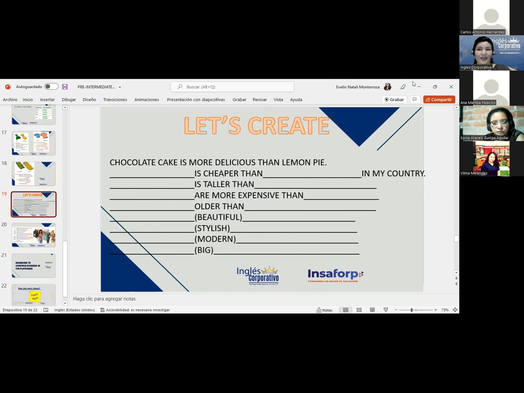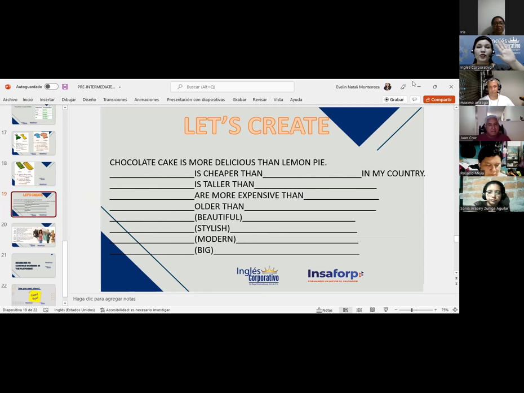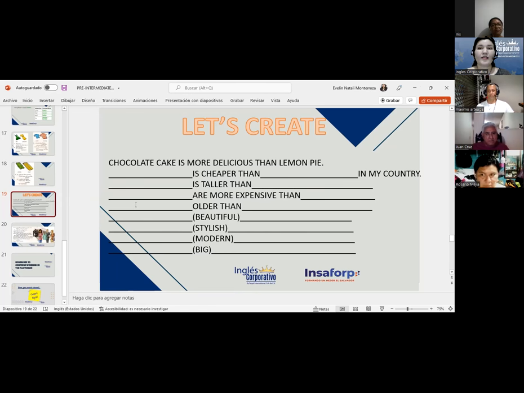Okay, I have here one example, and I need you to create two sentences. Choose two of the examples, and tell me the two sentences. I have one example here. Chocolate cake is more delicious than lemon pie. And I have the other ones just with the adjectives. Choose two and create examples. When you have your examples, raise your hand and you can give me the example. As soon as you give me the example, you can go for your tortillas.